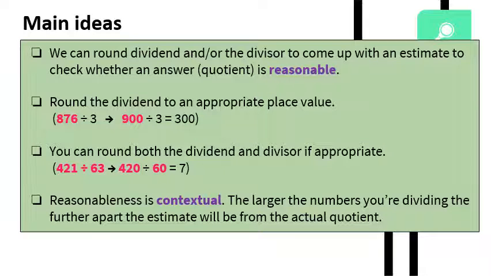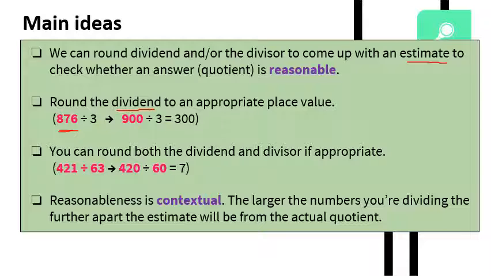So finally, here are the main lessons from today. We can round a dividend or a divisor to come up with an estimate to an answer to a division problem. And then we can check that estimate against an answer to see whether that answer is reasonable. In most situations, you'll want to round the dividend. That's the number we're dividing, and it's usually the larger number, to an appropriate place value. So the dividend is always the first number in a division number sentence.